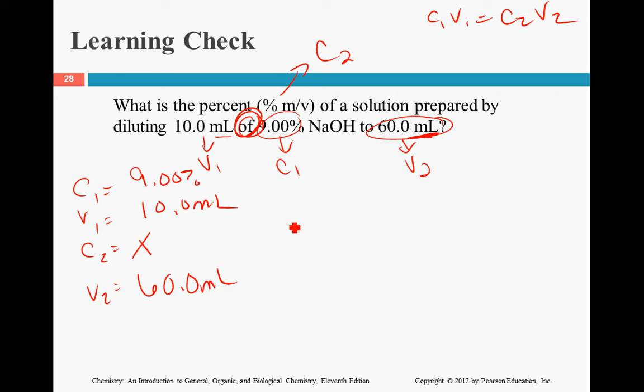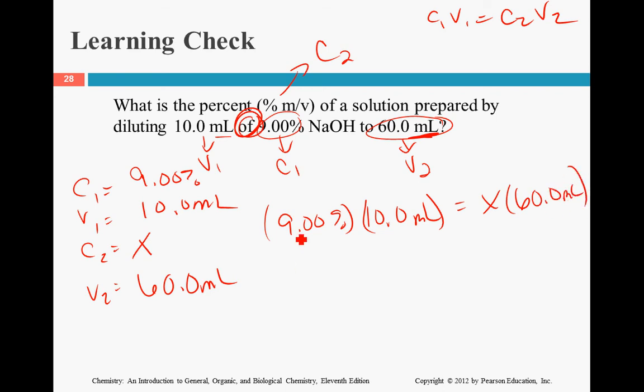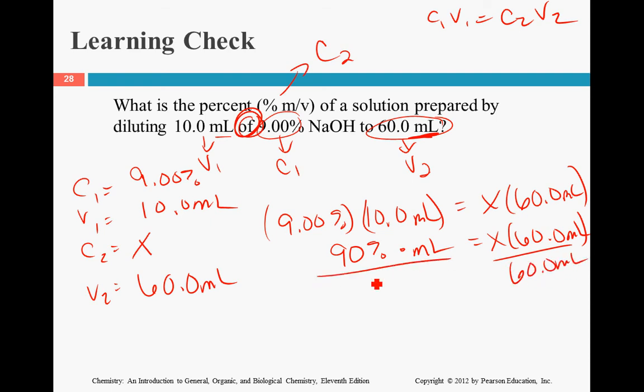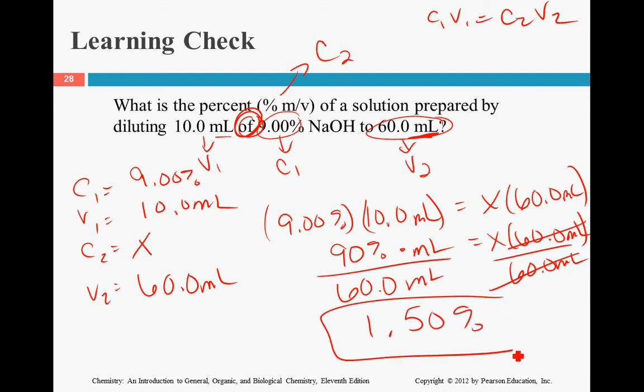Alright, so now we just plug the numbers in. 9.00% times 10.0 milliliters is equal to X times 60 milliliters. So, multiply across, 9 times 10 would be 90% milliliters is equal to X milliliters. Divide both sides by 60 milliliters. The right side cancels, so 90 divided by 60. We want three significant figures, so 1.50% is equal to X.